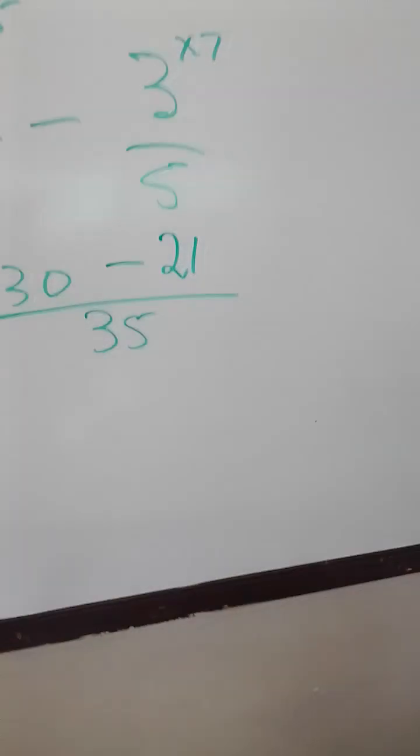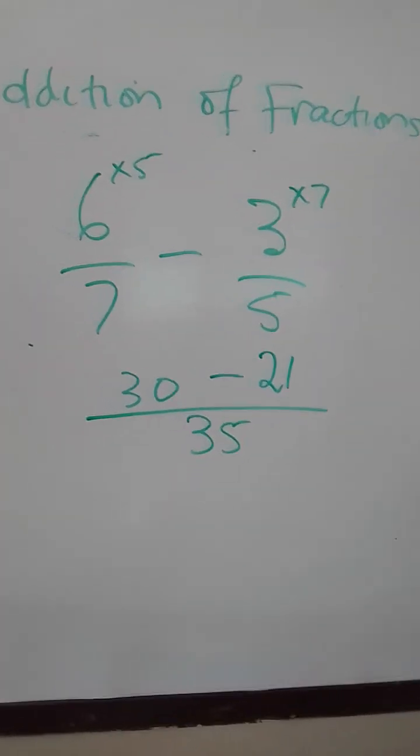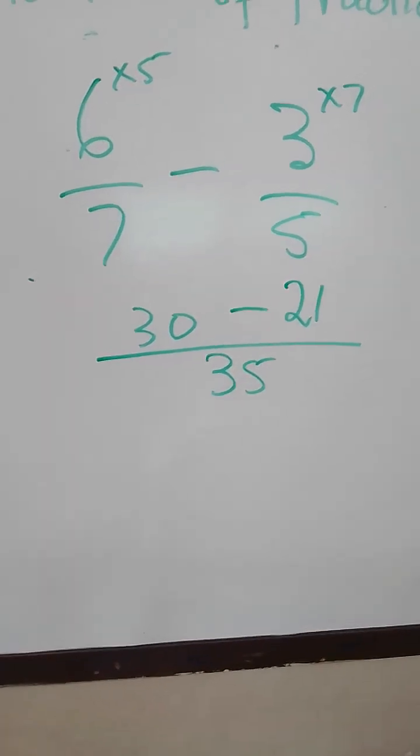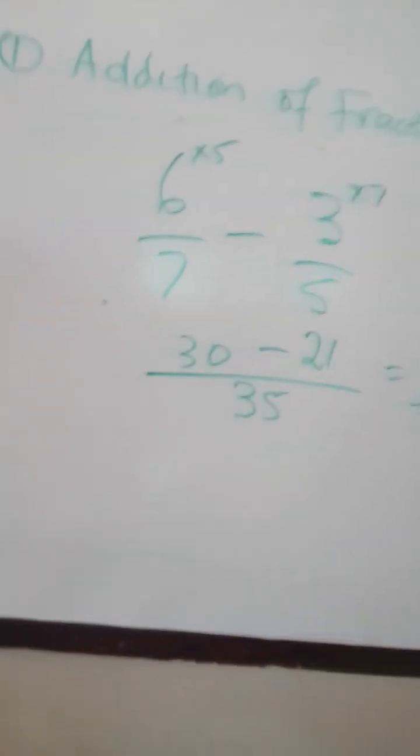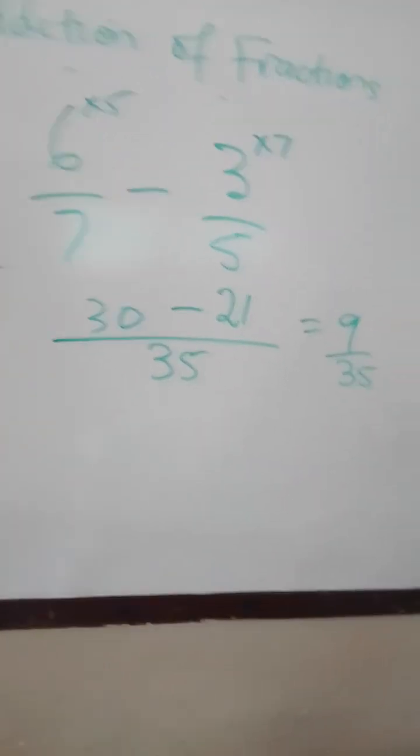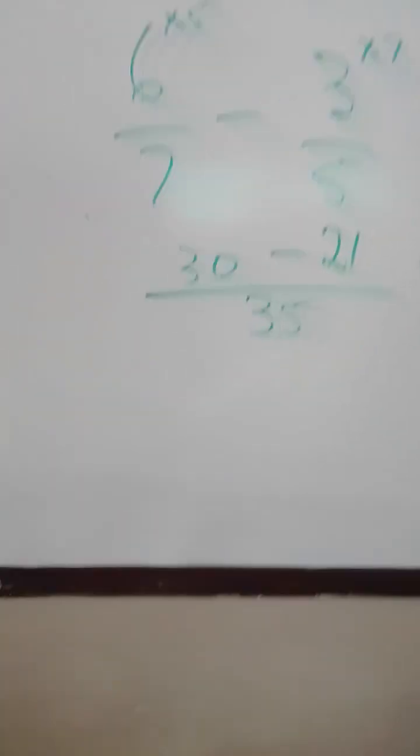Now I have 30 take away 21. 30 take away 21, I am left with 9. So my answer is going to be 9 over 35. And this time, I will not reduce or go any further. My answer is 9 over 35.